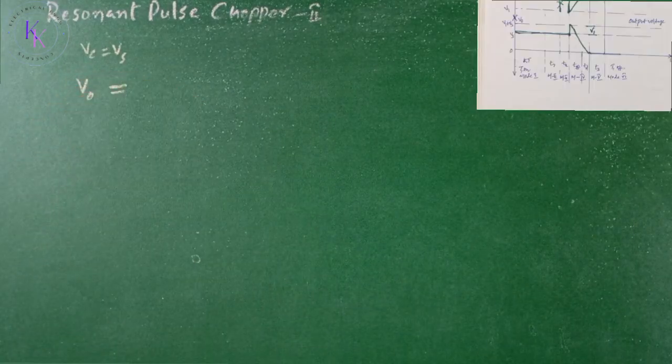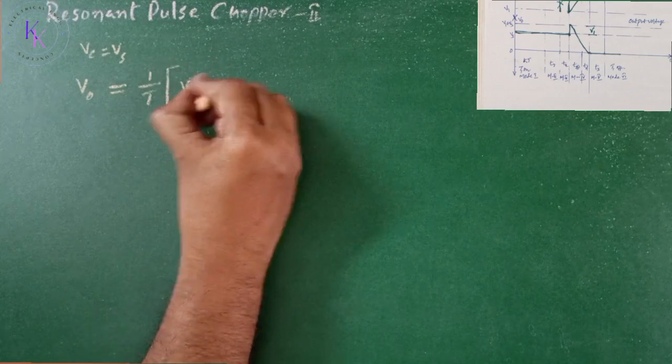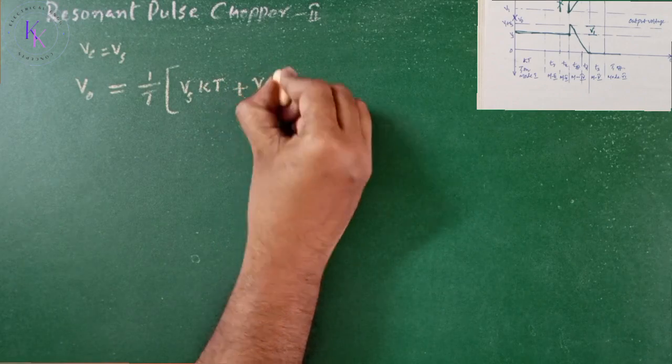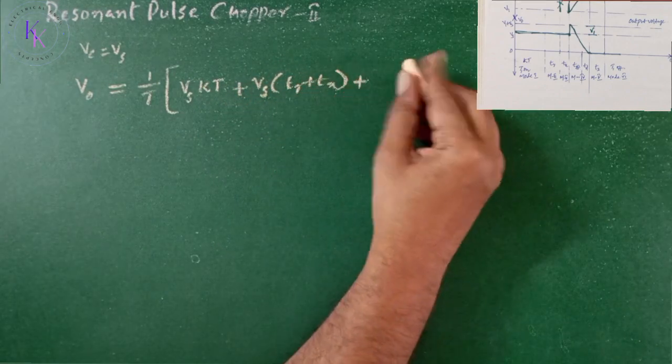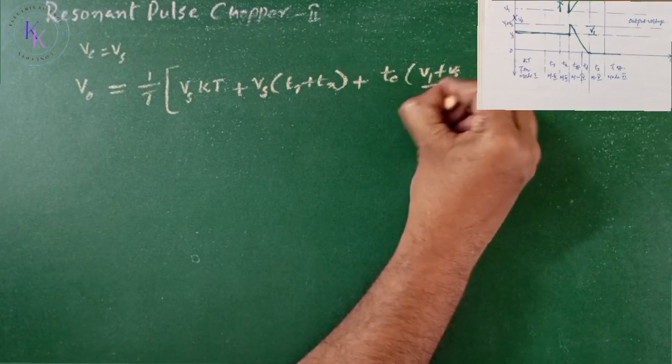Then the average output voltage V0 is given by, from the output voltage waveform, you can see that in total time T, Vs for the period kT, plus Vs for the period of Tr plus Tx, then for the period of Tc, (V1 plus Vs) by 2.